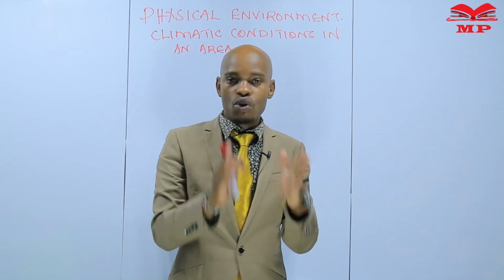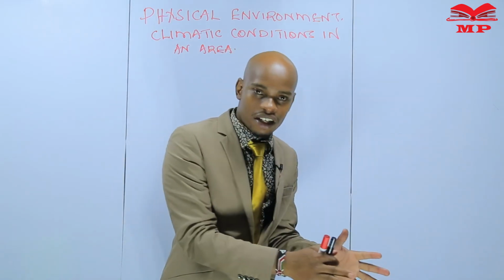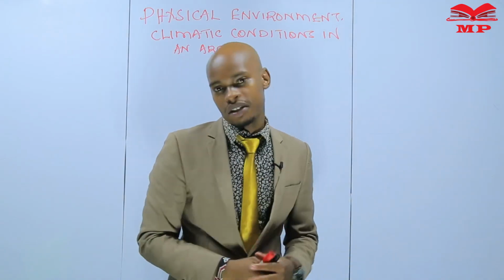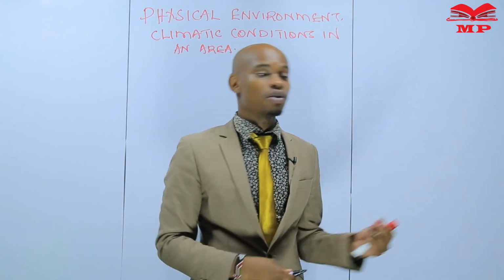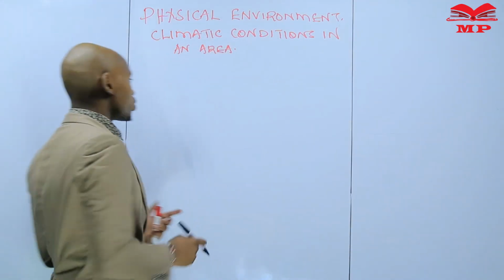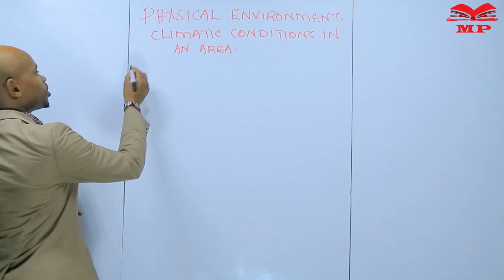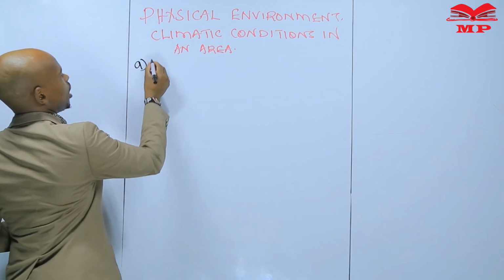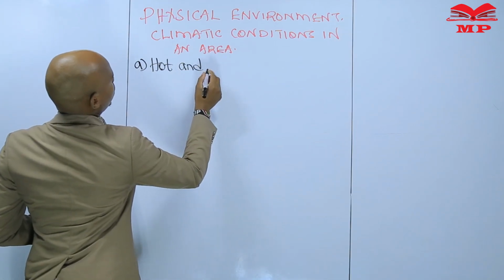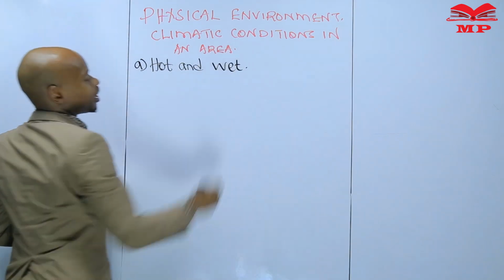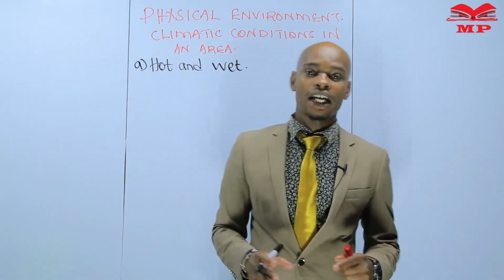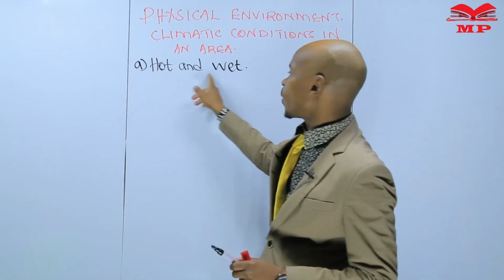But that's not our major concern today. Our concern is how will you tell that this area has this climate. This area experiences this climate. And which are these climate we are talking about? There are three categories of climatic conditions that we are supposed to know about. Number one is hot and wet. Category number one of the climate condition that we are supposed to know and learn is hot and wet.